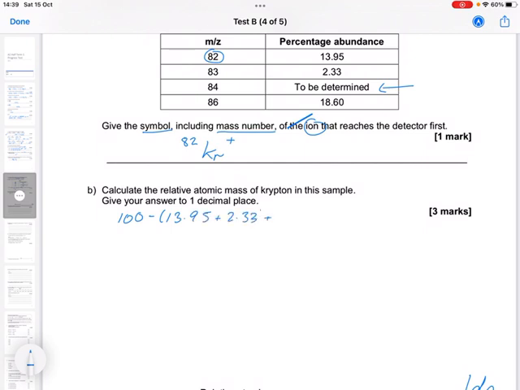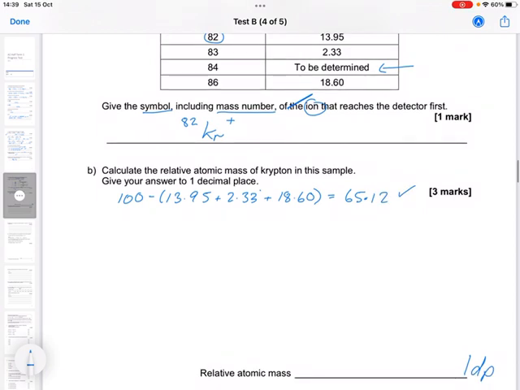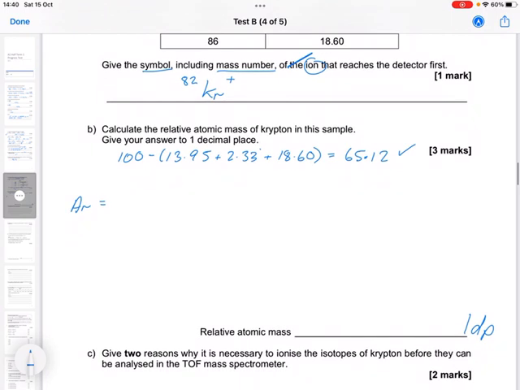2.33, 18.6, and that equals 65.12. So there'll be a mark for that. Second mark is for using the formula to write out the relative atomic mass.